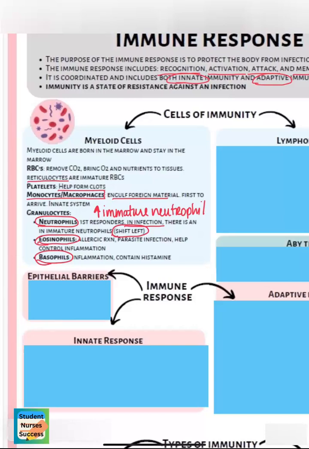Now, eosinophils are important in allergic reactions and fighting parasite infections. They also help control inflammation. So those will go up in those situations. Basophils are also part of inflammation and they contain a lot of histamine. So we would see those in times of inflammation and allergic reactions as well.